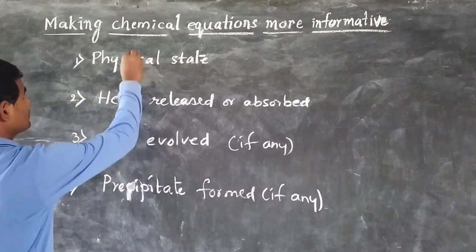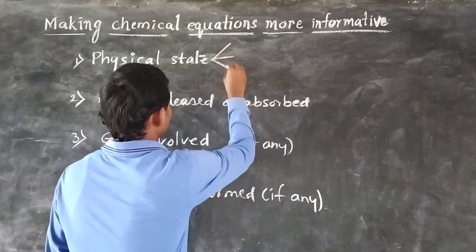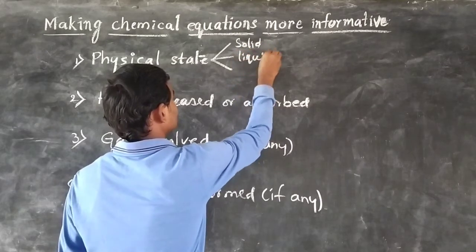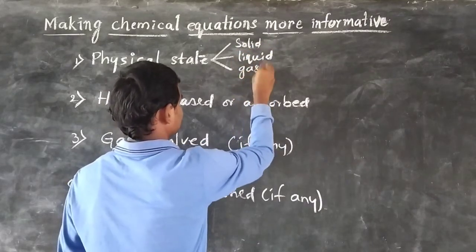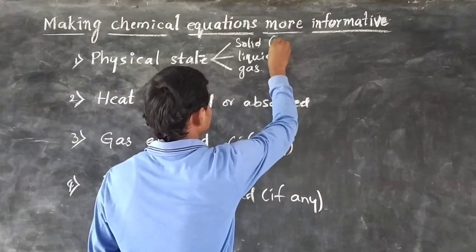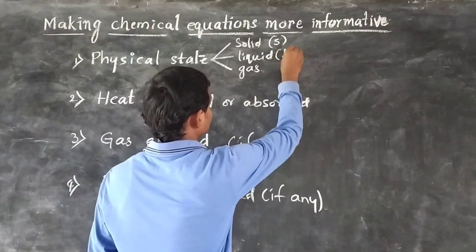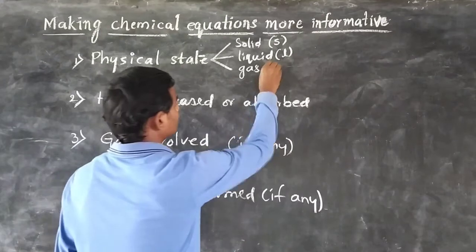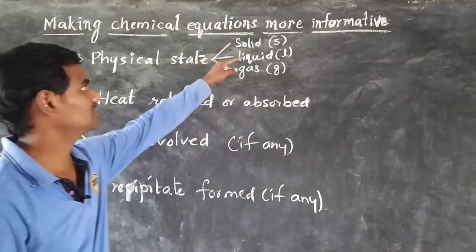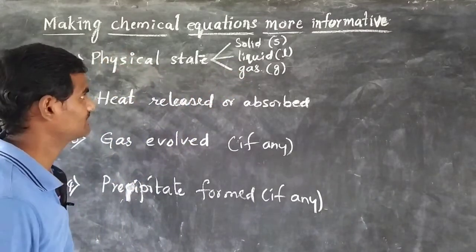For example, to represent physical state, mainly we have three states: solid state, liquid state and gaseous state. To represent a solid state we use S, to represent a liquid state we use L, and to represent a gaseous state we use G. These are the terms we use to represent the physical state of any compound in a chemical reaction.